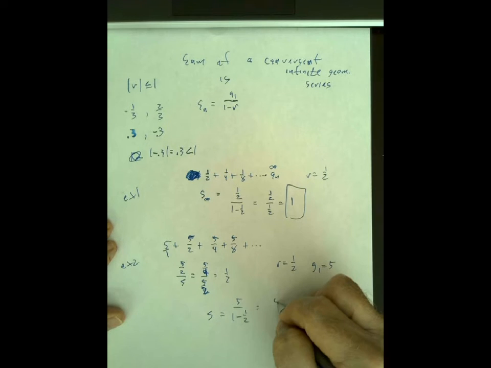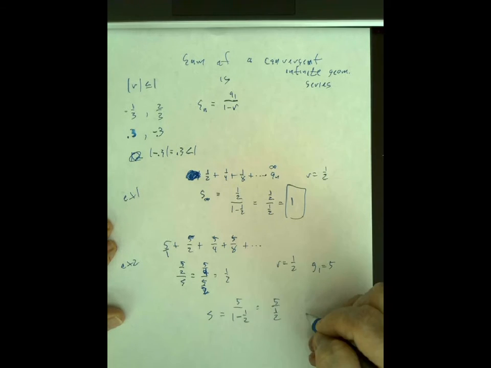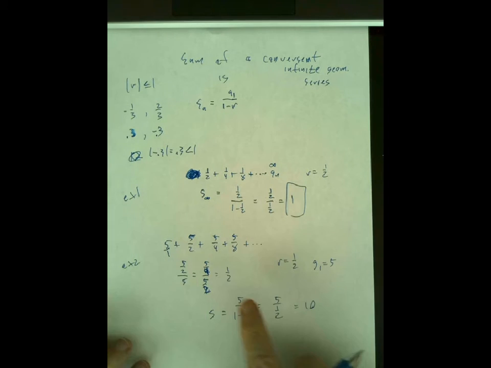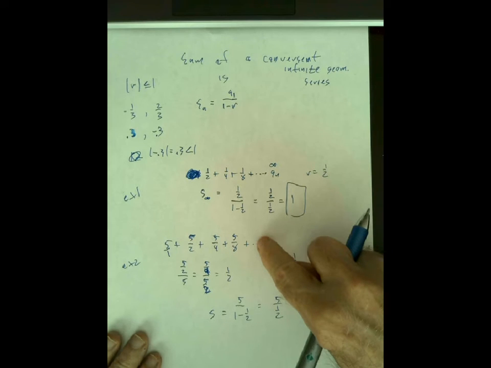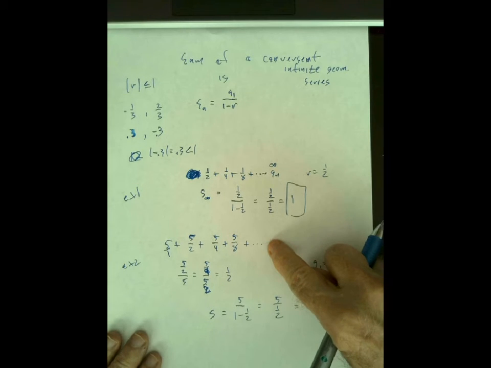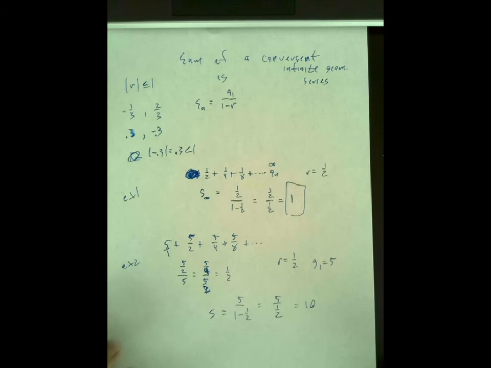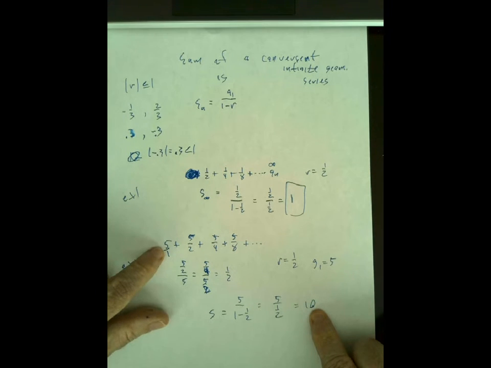So that's 5 divided by 1/2. Divide those, that's 10. So if you were to add these over and over, keep adding more and more terms, 5 over 16, 5 over 32, 5 over 64, and so on, the number would start out not very close to 10, but would get closer and closer.